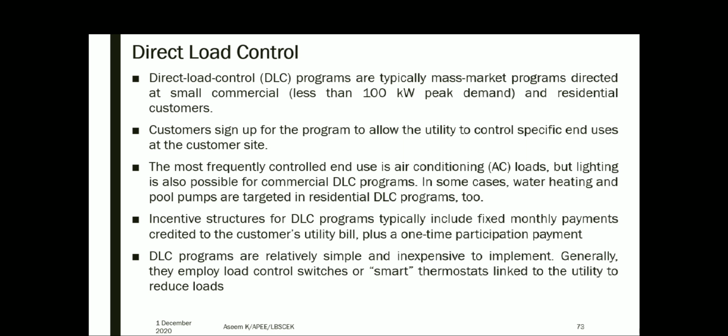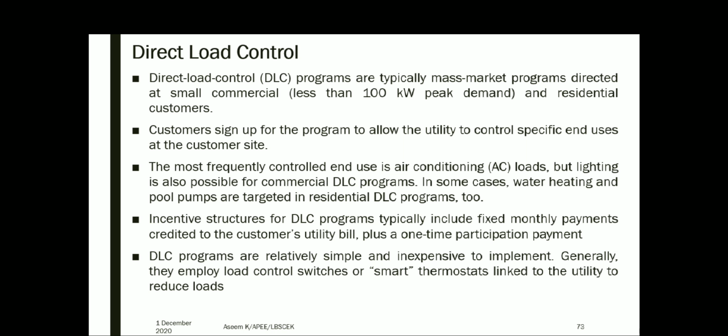But in the case of direct load control, customers sign up for the program to allow the utility to control specific end users at the customer site. The most frequently controlled end use is the air conditioner load, AC load, but lighting is also possible for commercial DLC programs. In some cases, water heating and pool pumps are targeted in residential direct load control programs. Incentive structures for direct load control programs typically include a fixed monthly payment credited to the customer's utility bill plus a one-time participation payment.